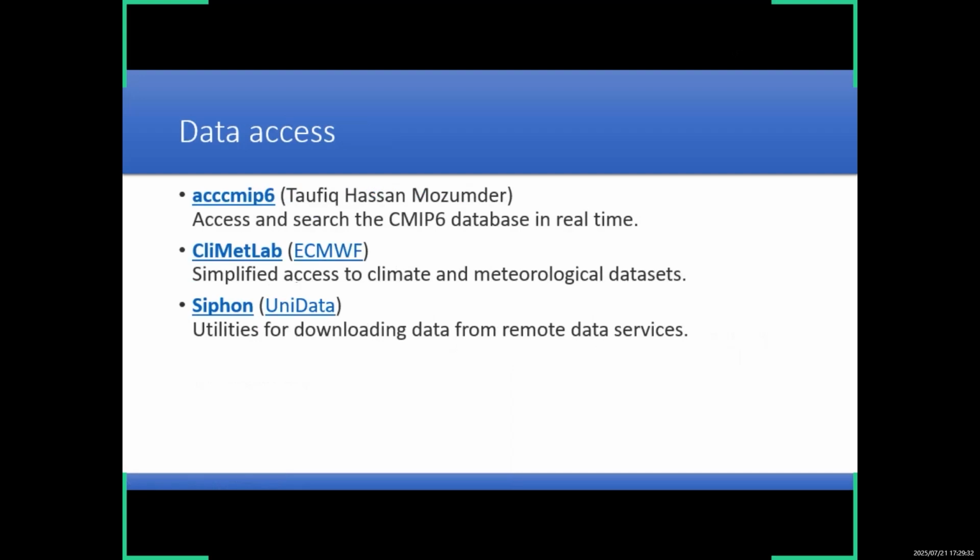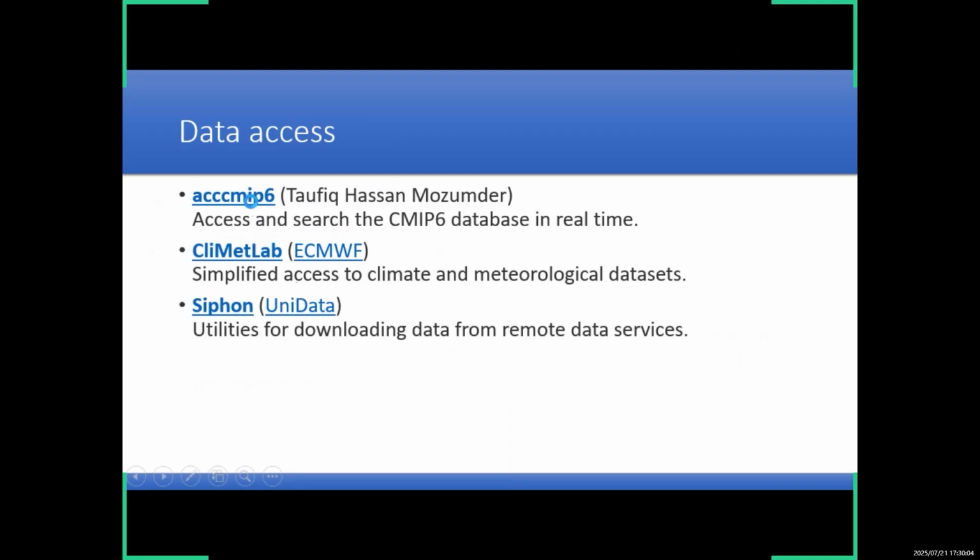And for data access, you know about this one. How many of you have heard about CMIP6? If you are into climate science, we will use CMIP6, different CMIP6 models. We don't need to go to their website and download the data from there. If we use this library, we can download the data directly through coding. We don't need to go to the website and start downloading the data. We can use this one.